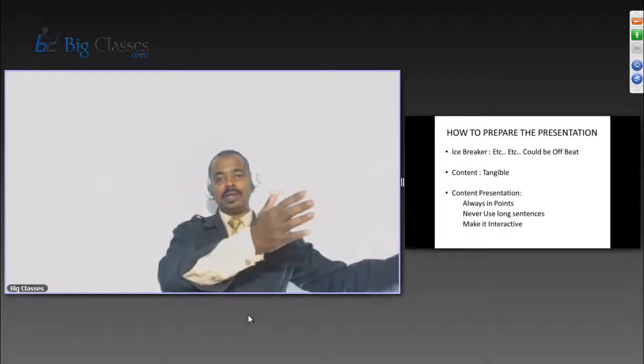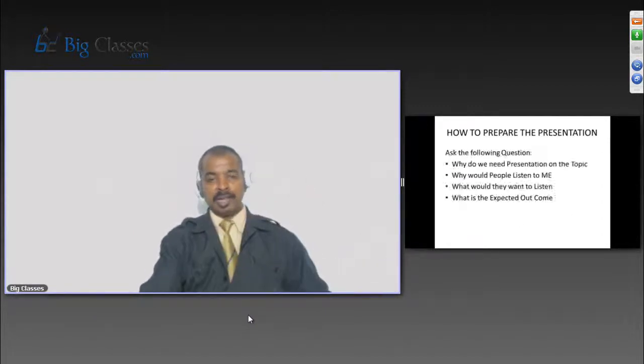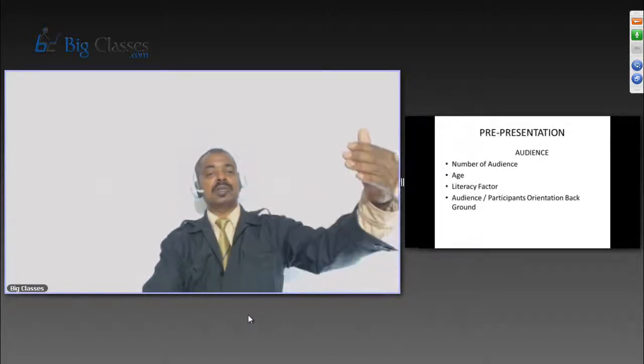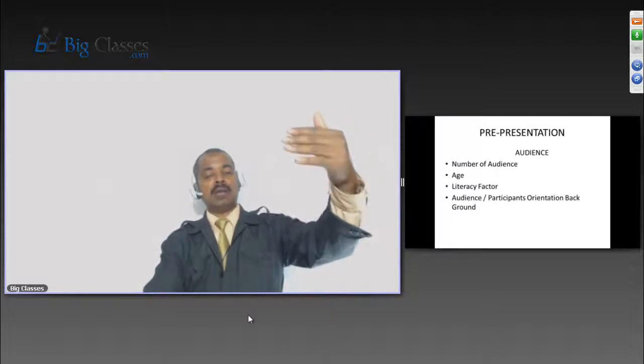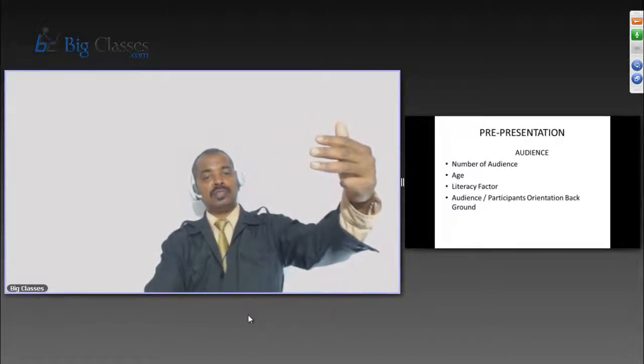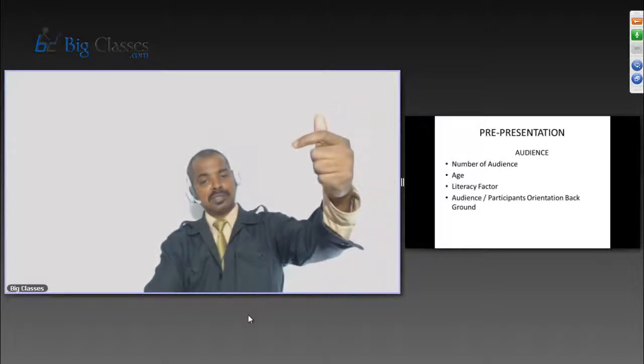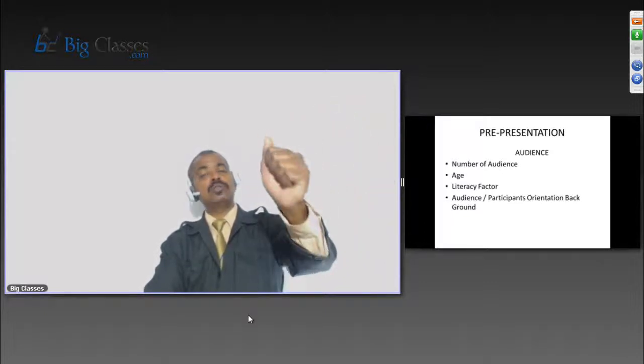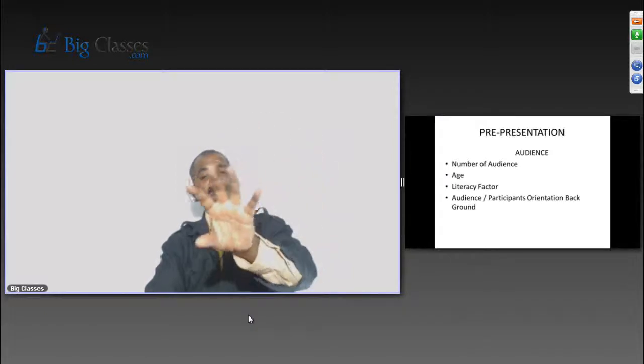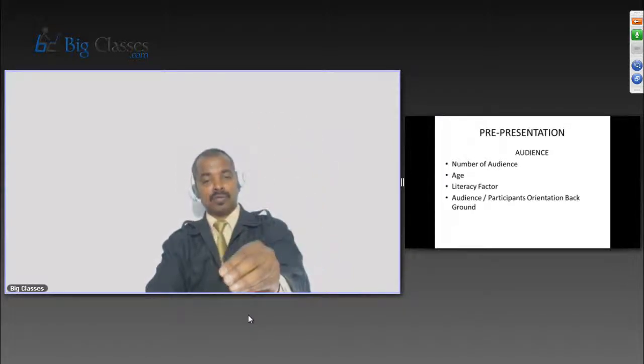I have prepared well. While I was preparing, I made sure that I kept these points in place. I was able to know the number of audience. I was able to know the age of the audience. I was able to know the literacy factor. And I was able to identify some sensitive points around the orientation background of the audience.